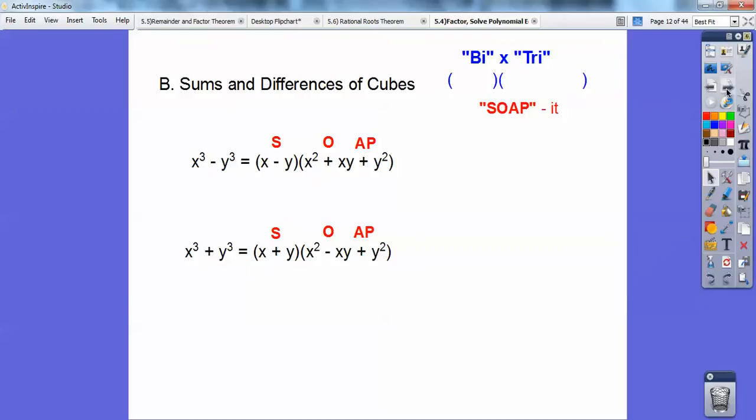Then what I do after that is, in this trinomial, this guy squared goes here, this guy squared goes over here, and then the product of those two guys goes in the middle. So check it out right here, you guys.